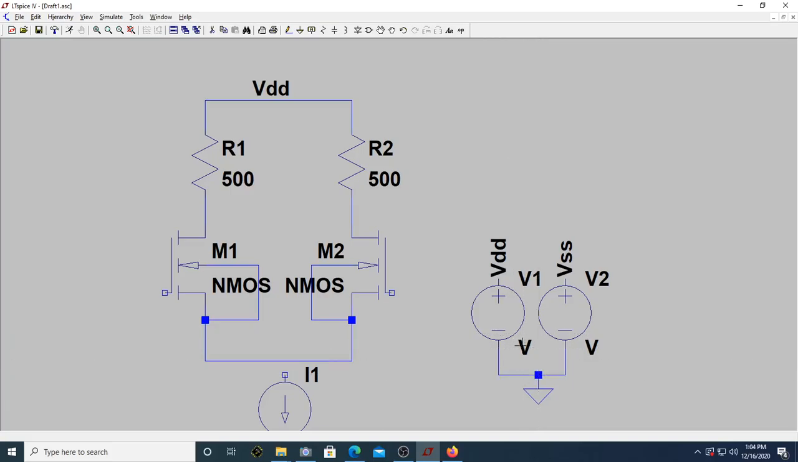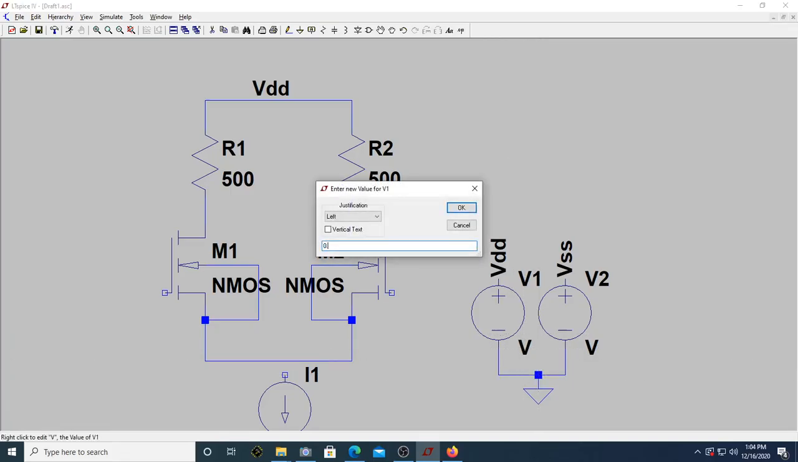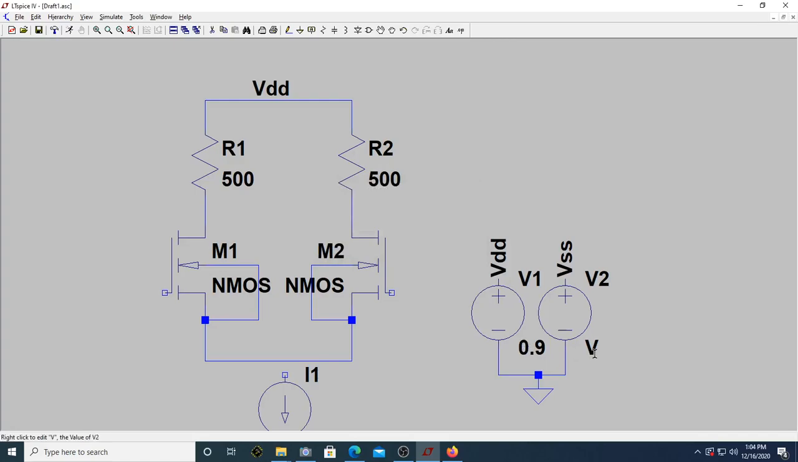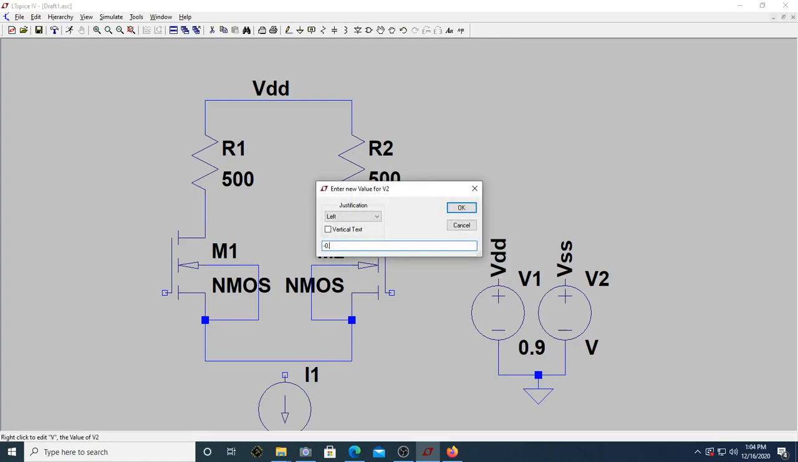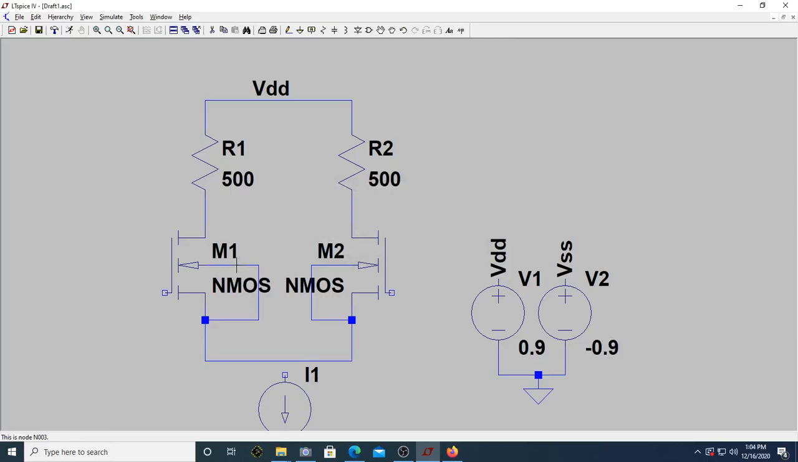Okay, let me have 0.9 here, 0.9, and this is minus 0.9 volts. We have done the connection. Let us have two more sources for your input voltage. So let me have an input voltage, let me have a copy of this, connect it here, and then you have a copy of this, connect it here.